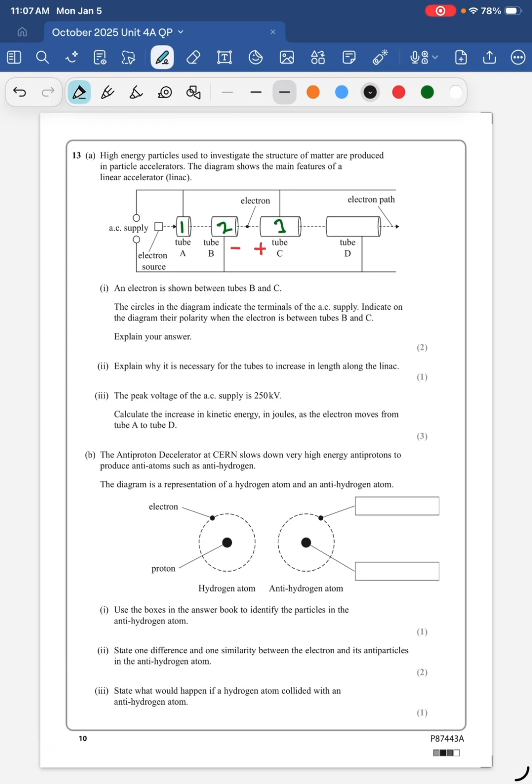part B. The antiproton accelerator at CERN slows down very high energy antiprotons to produce antiatoms such as antihydrogen. By the way, it's one of my interests in this life, I guess. I would love to work at the antiproton accelerator at CERN. So if you guys are listening to these videos, hire me. Okay, I will need some training, I guess, but it sounds like an interesting thing to study.